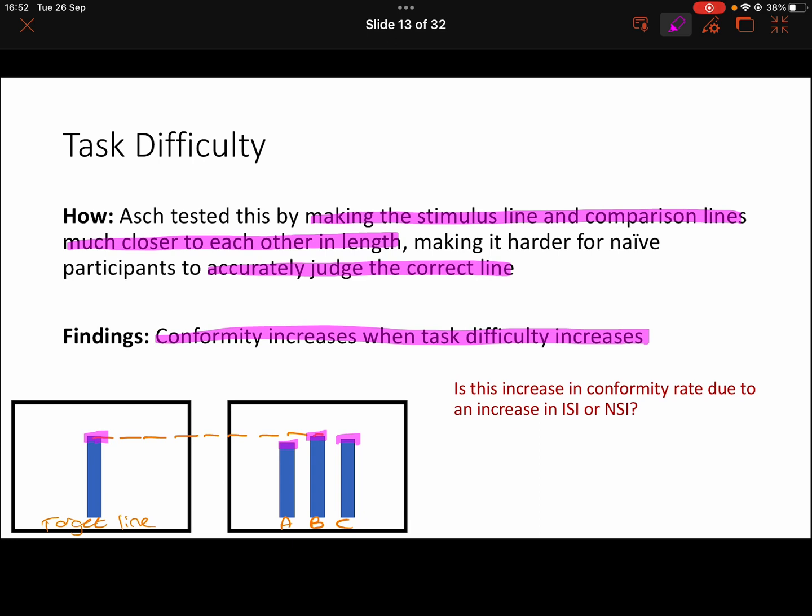Why is this happening? I would like you to pause the video at this point and to have a go at answering this question. Could ISI or NSI help explain why conformity increases as the task gets more difficult?